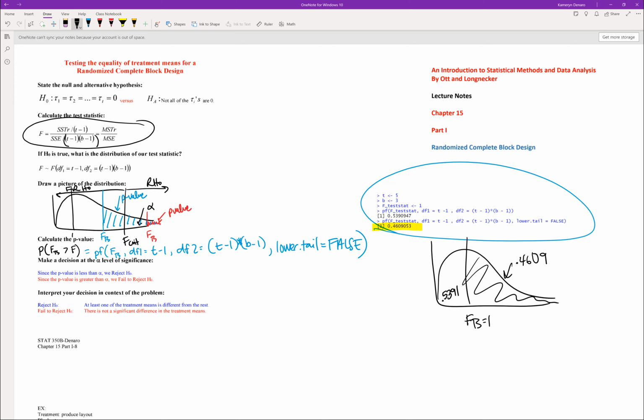So what does this mean in context of the problem? If at least one of the tau i's is different than 0, that means there is an effect of the treatments. At least one of the treatment means is different from the rest. If we fail to reject, then we'd say there's not a significant difference in the treatment means.